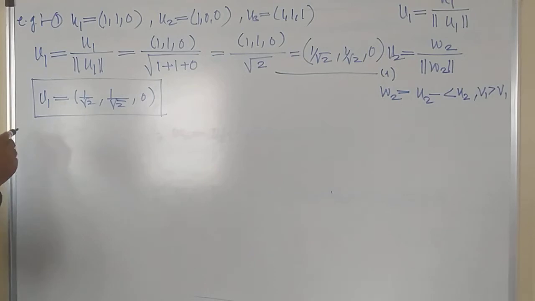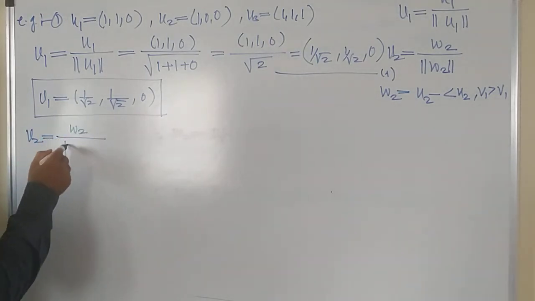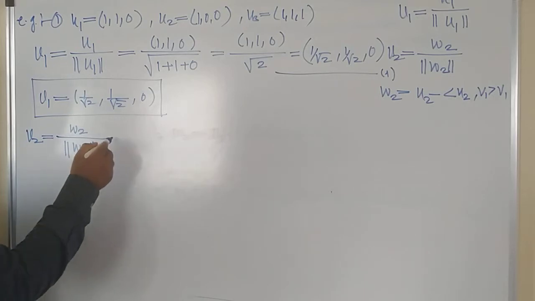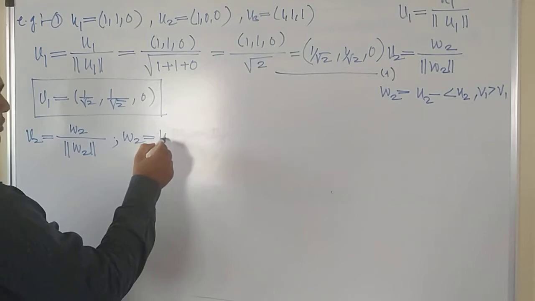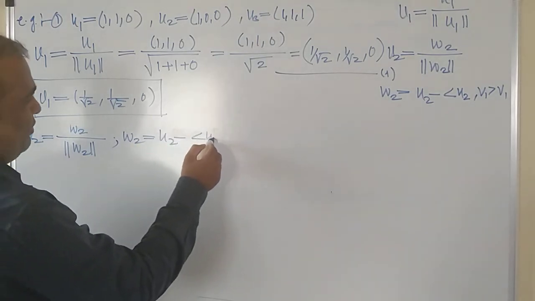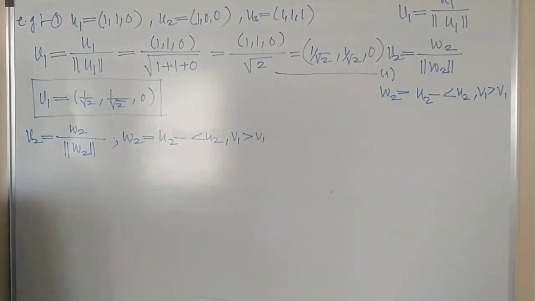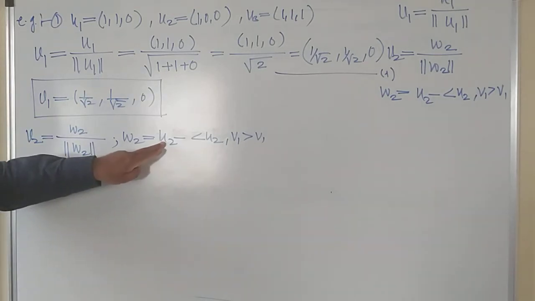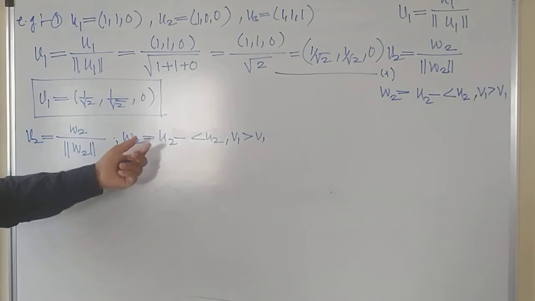Let's calculate in the same way the second vector v2. The vector v2 is equal to w2 divided by the norm of the vector w2. But what is w2? Your w2 is equal to u2 minus the inner product of u2 with the first vector v1, times v1. Now here is the important part, to take the inner product. Let's first calculate w2 and then the norm calculation, and this is very simple.